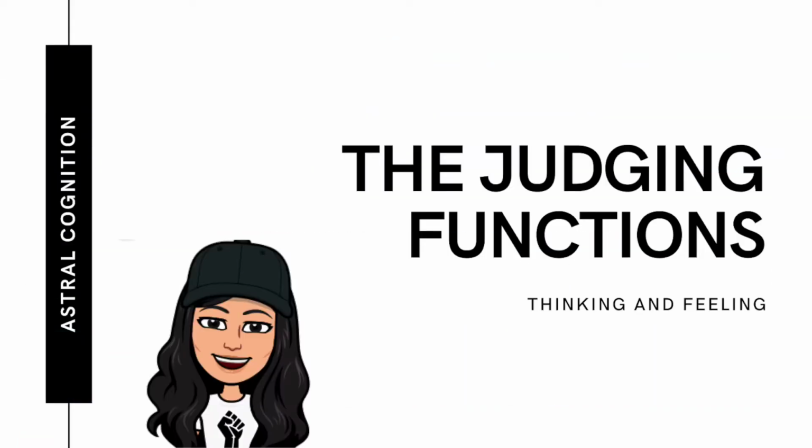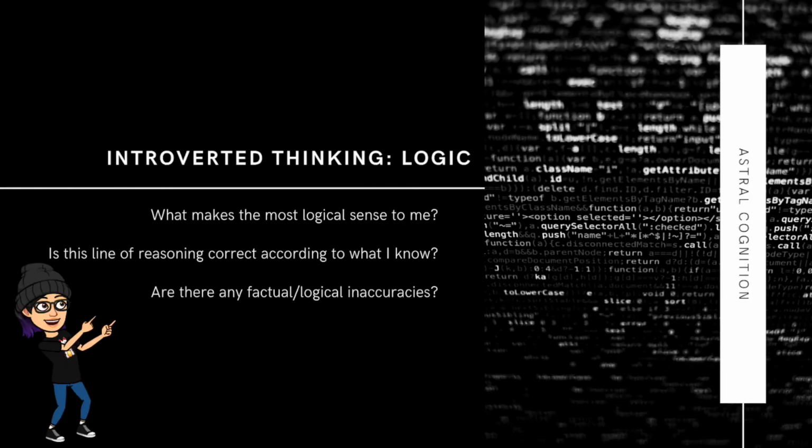First, let's talk about the judging functions, thinking and feeling. If you recall in our last video, we defined these two functions as the functions you use to make decisions. That's all that the judging functions really are, the decision-making functions. These two functions each have an introverted and an extroverted variant. So let's go through each of them one by one. Let's start off with introverted thinking.